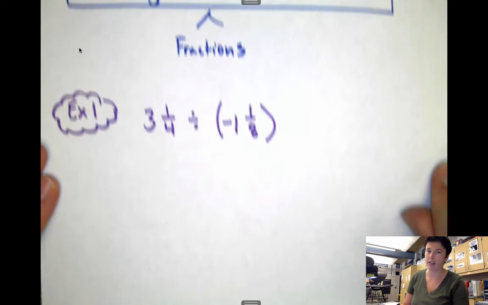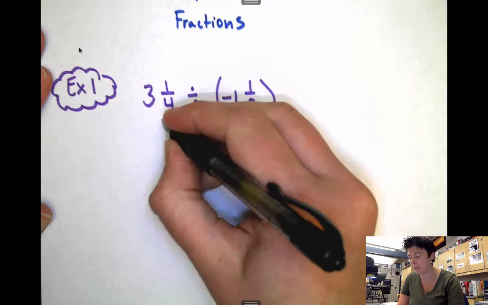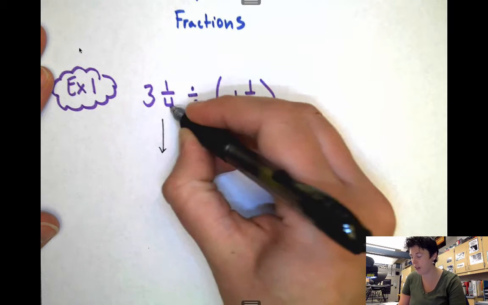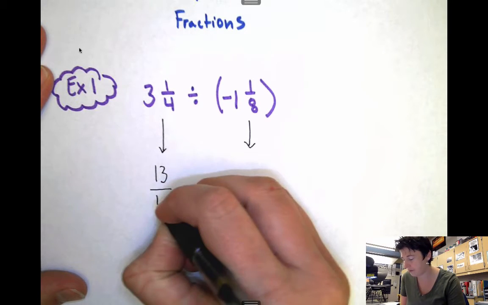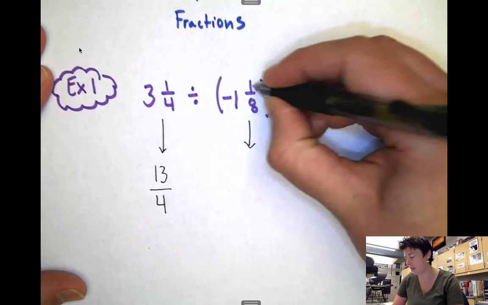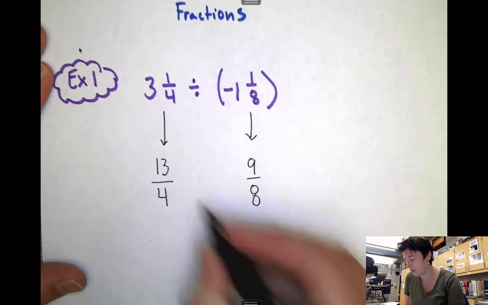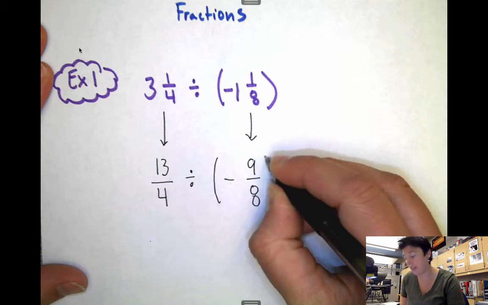So here are some things we have to think about. First, we need to know how to divide fractions. We need to change it away from mixed numbers, and we need to know our positive and negative rules. So there's a lot going on here. I'm going to start with getting rid of these mixed numbers. 3 times 4 is 12, plus 1 is 13/4. 1 times 8 is 8, plus 1 is 9/8. So I'm going to copy this problem down as 13/4 divided by negative 9/8.